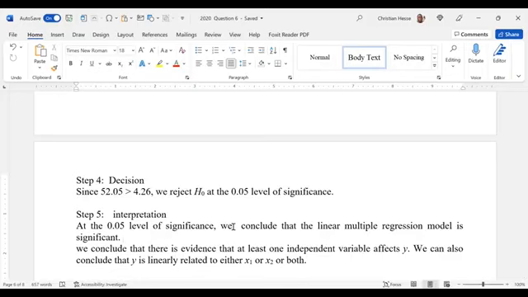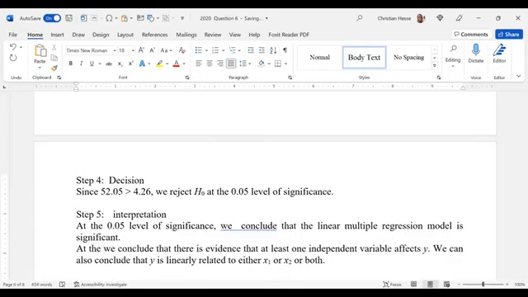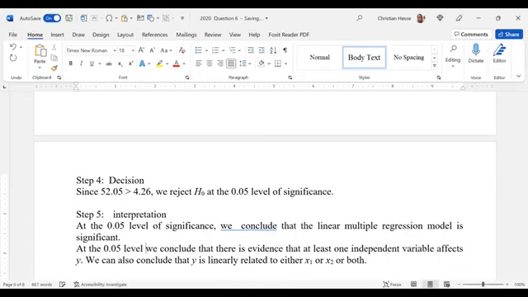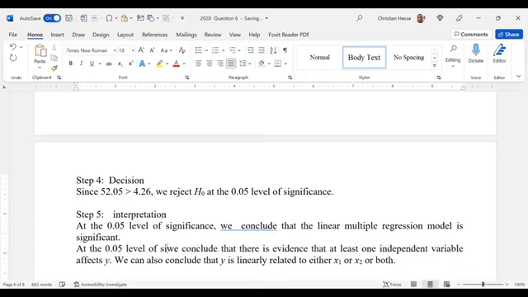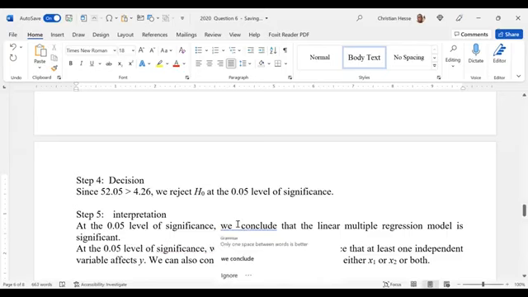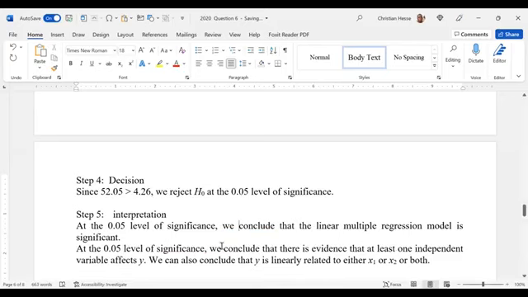So, or we can conclude that what? We can also say that at the 0.05 level of significance, we conclude that at least one of the independent variables affects Y. That's the meaning.